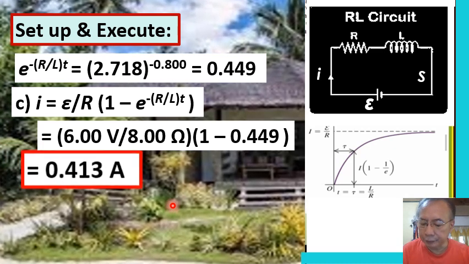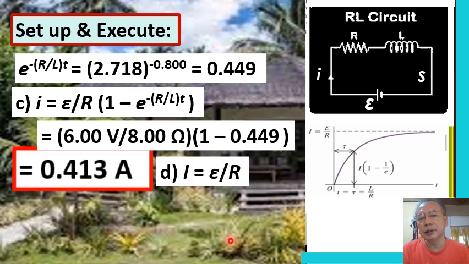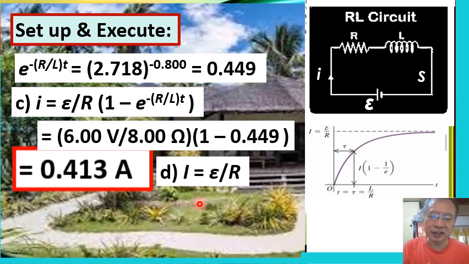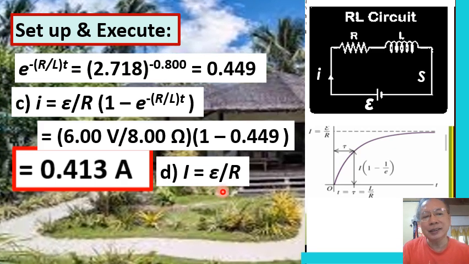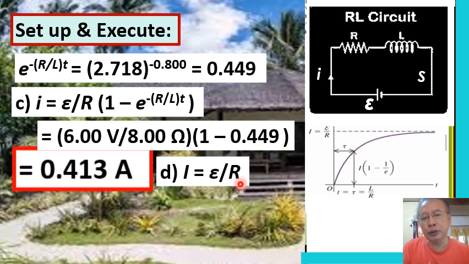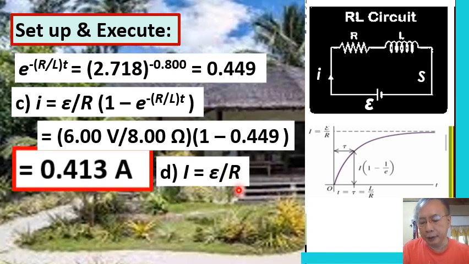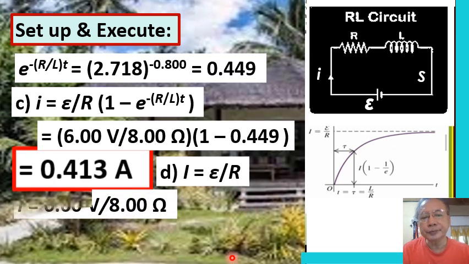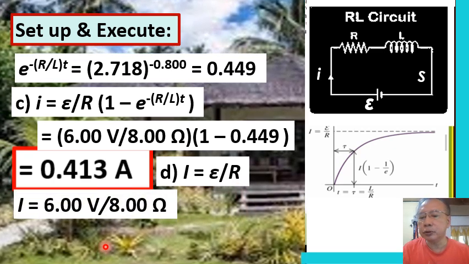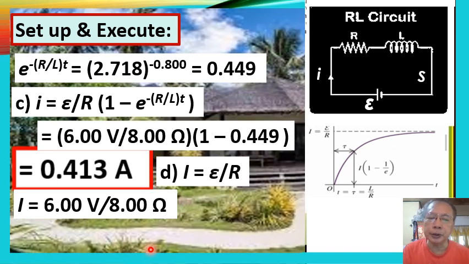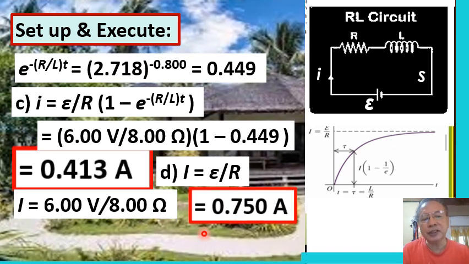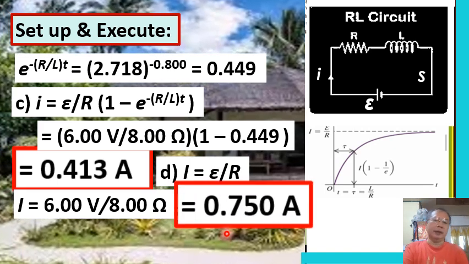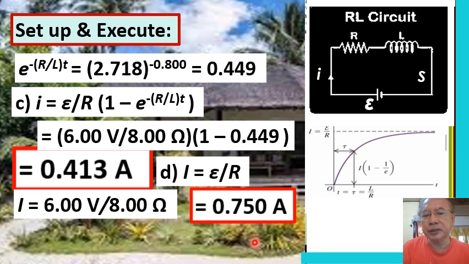And finally, for question letter D, computing the value of the steady state current, big I, you just divide the induced EMF, epsilon, by the resistance, big R, that is 6.00 volts divided by 8.00 ohms. So we get the value of the steady state current, capital I, equal to 0.750 amperes.